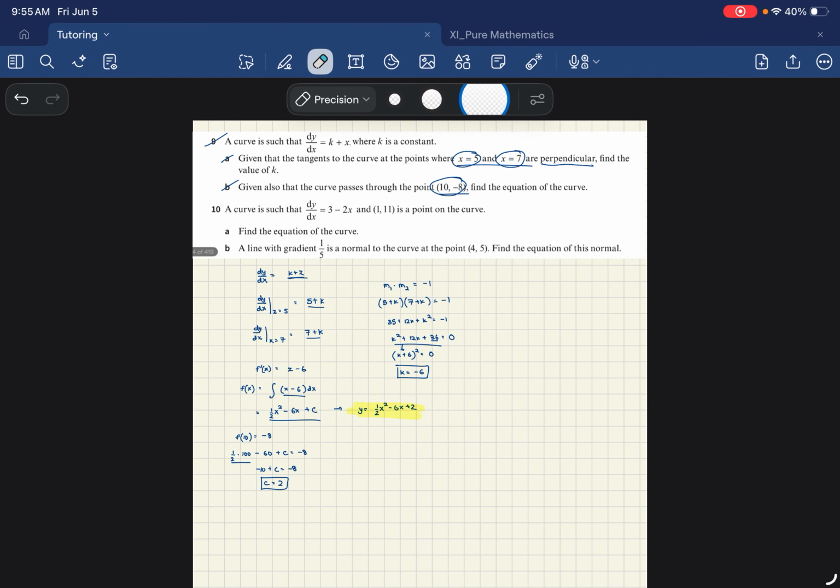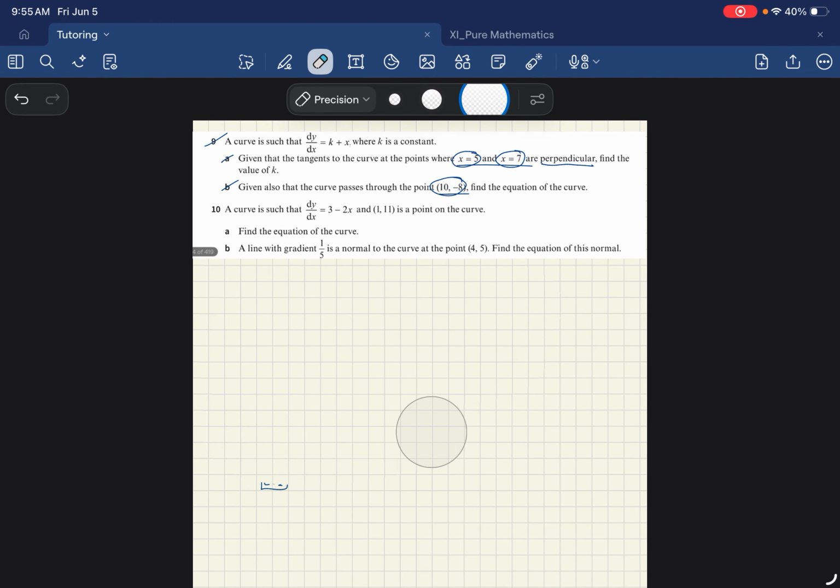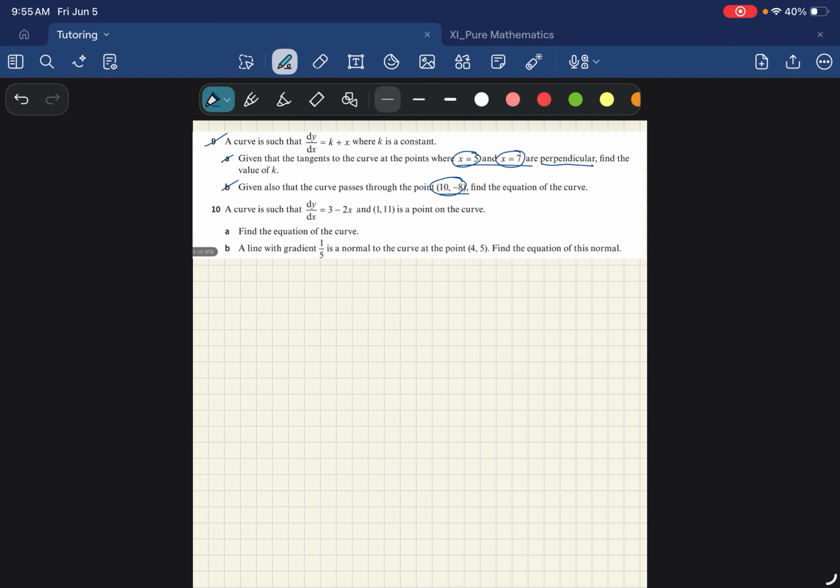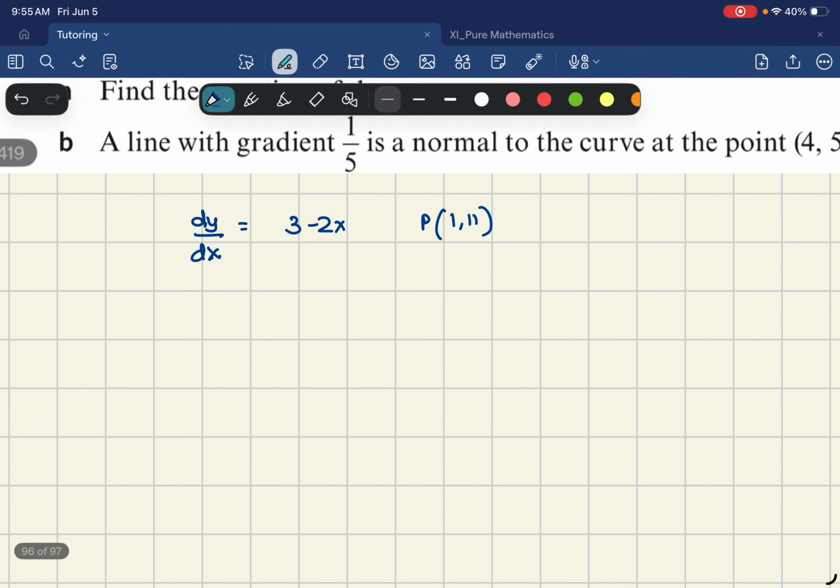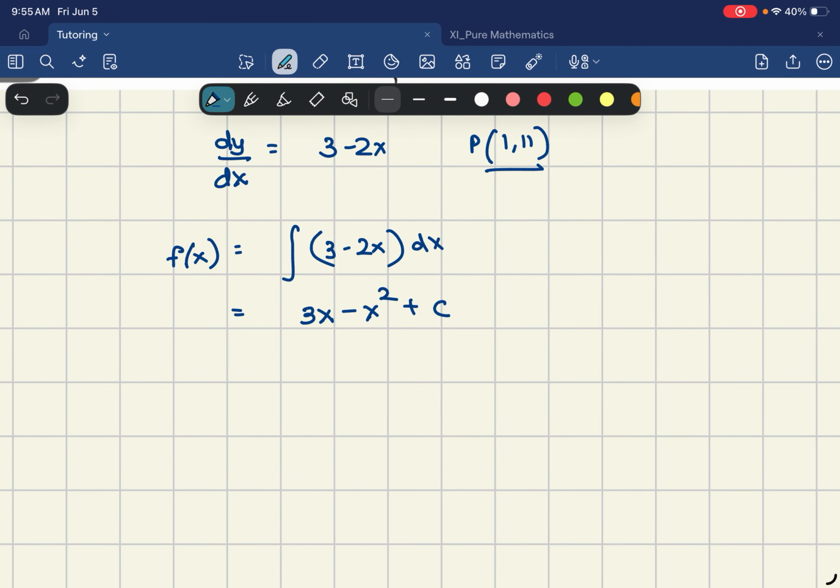And we have reached the last question. A curve is such that dy by dx is 3 minus 2x, and this is a point on the curve. So find the equation of the curve. Very standard, right? So f of x is just going to be the integral of 3 minus 2x dx. I'm going to do the integration quickly. I will get 3x minus x squared plus c if you integrate it. And now I will substitute the point.